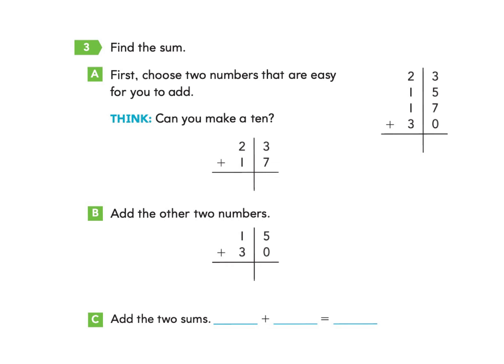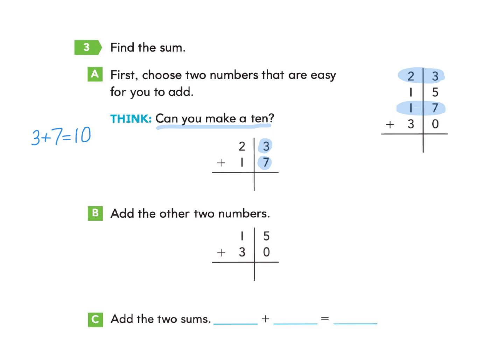On this page, part 3, it asks us to find the sum. Here we have the same problem that we've been working with, 23 plus 15 plus 17 plus 30. This strategy asks us to first choose two numbers that are easy for you to add. This says, can you make 10? So we have the number 23 and 17. We're looking to make 10 because we're seeing 3 and 7. 3 and 7 make 10.